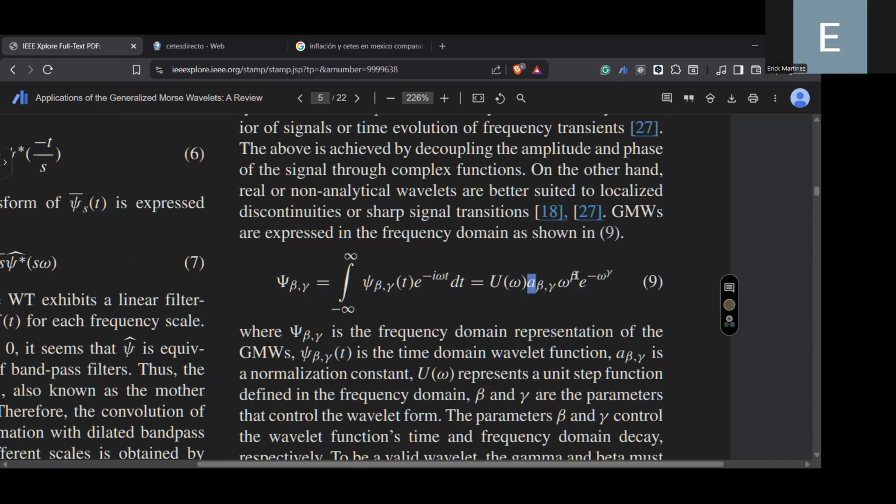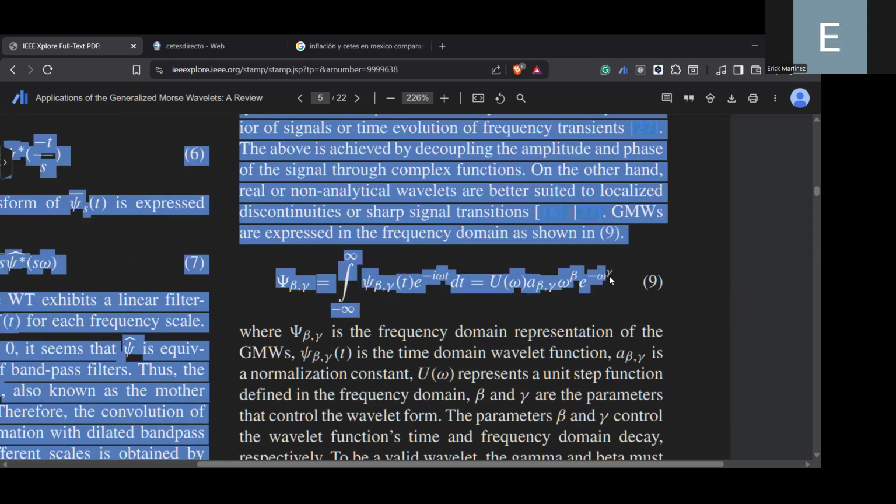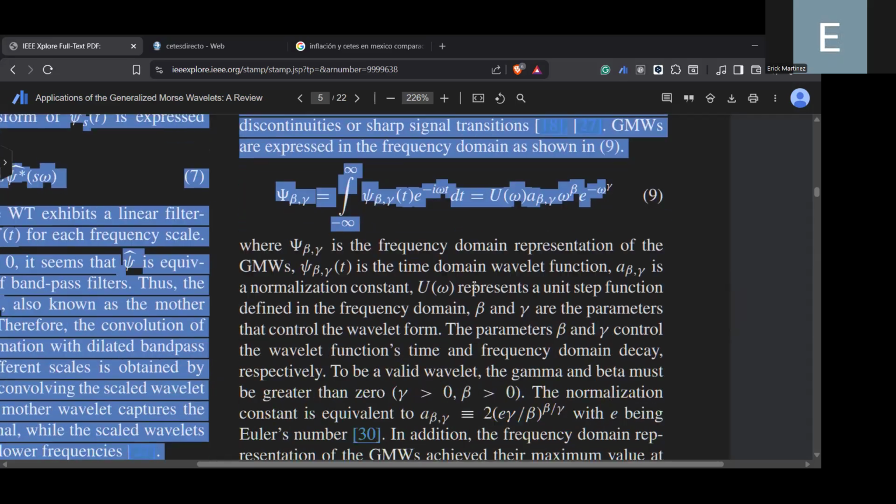But the important fact here is these two parameters, beta and gamma. Beta basically allows us to control the form of the wavelet in the time domain, and gamma allows us to control the function in the frequency domain. So beta helps you to control how the function behaves in the time domain, and gamma helps us to control the way the function behaves in the frequency domain.